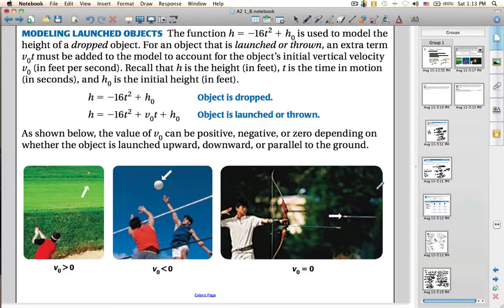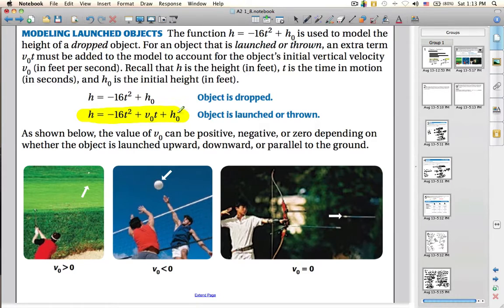So now we're going to go back to the problem we started with, which was the problem of the juggler, and we're going to talk about this concept of modeling launched objects. Now, we have 2 formulas here, and I'm going to put it to you that we really don't need 2. We really just need this one.